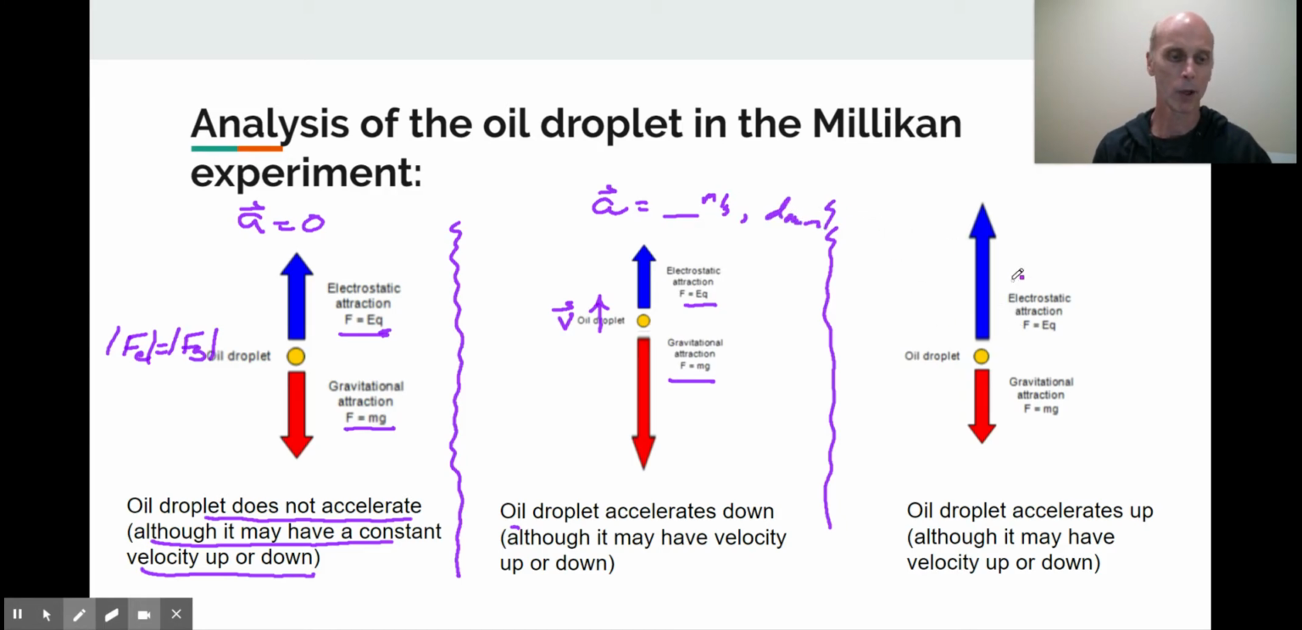Finally, the third possibility is we have a greater upward force than downward force. So the force of electrostatics up overcomes or is greater than the force of gravity down. Again, just a little note down here, it may have an upward or downward velocity. We don't care about that. All we can say in this condition is if that force of electrostatic attraction up is greater, then the acceleration will be in the upward direction, regardless of which way the oil droplet is moving.